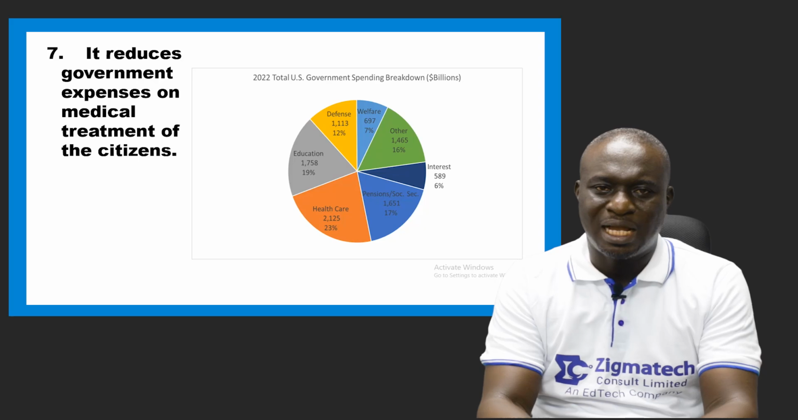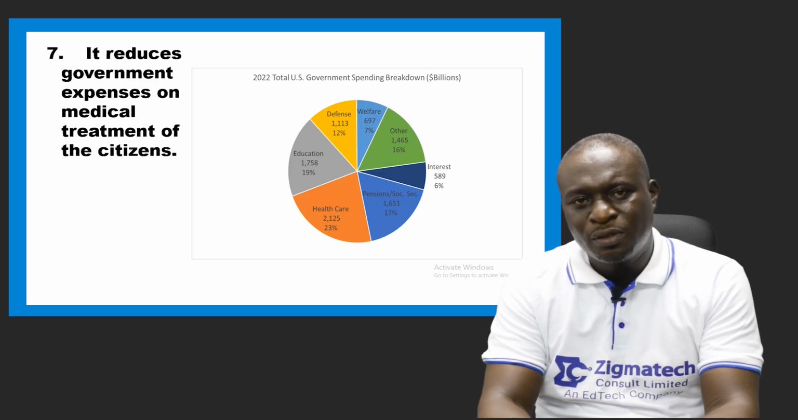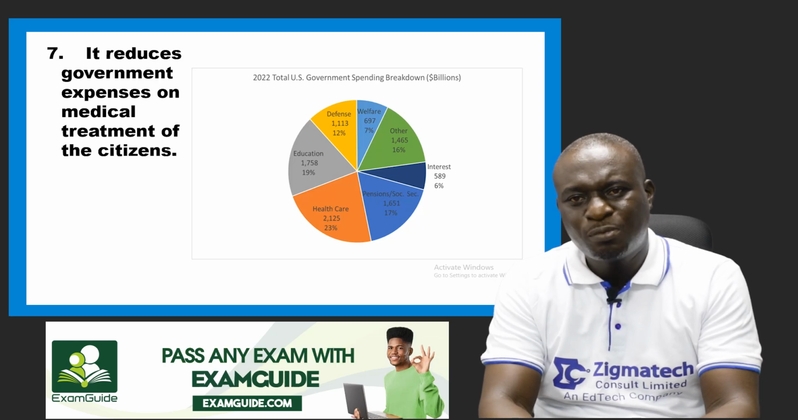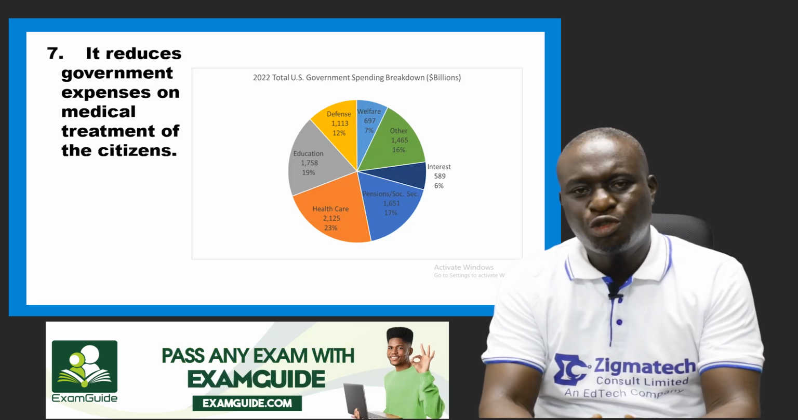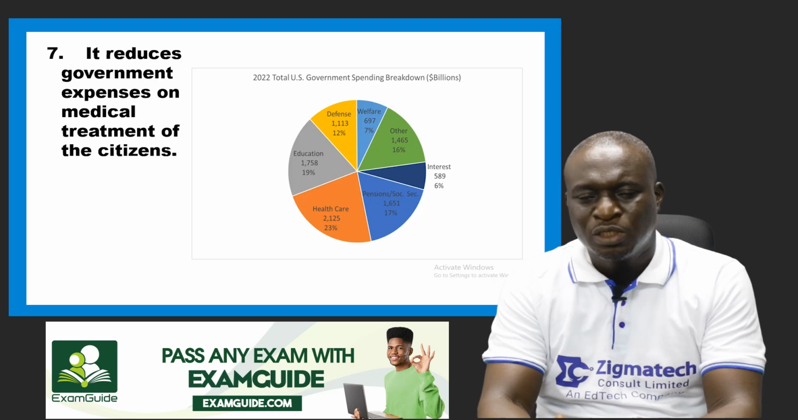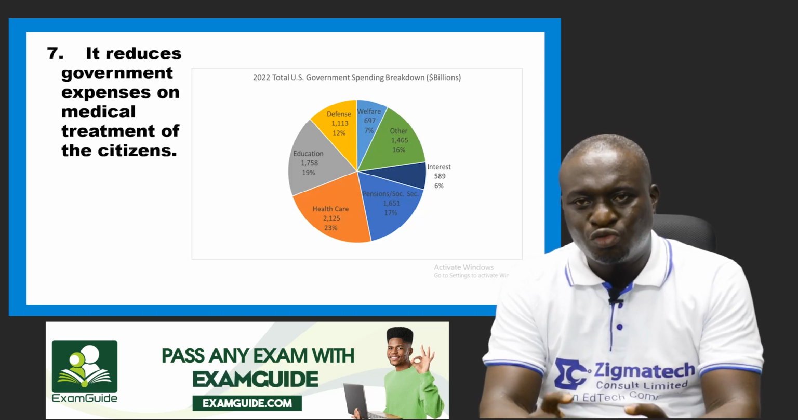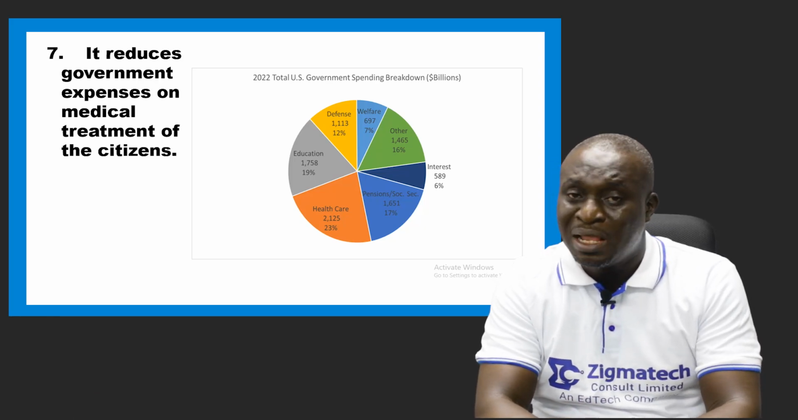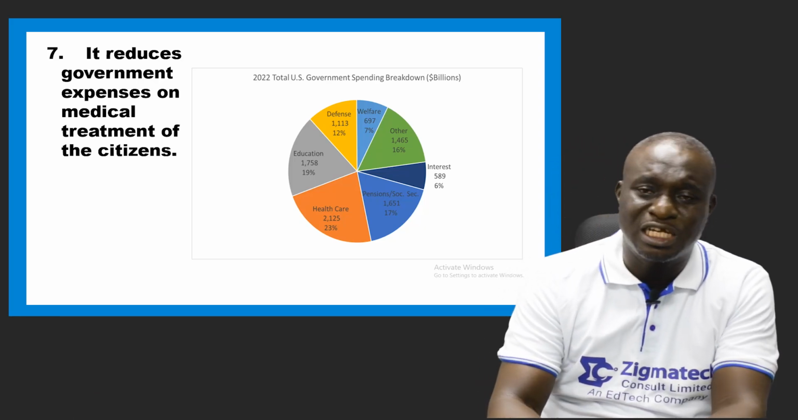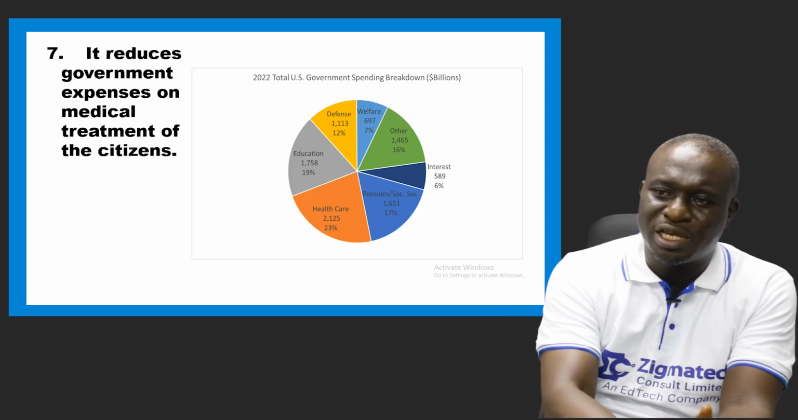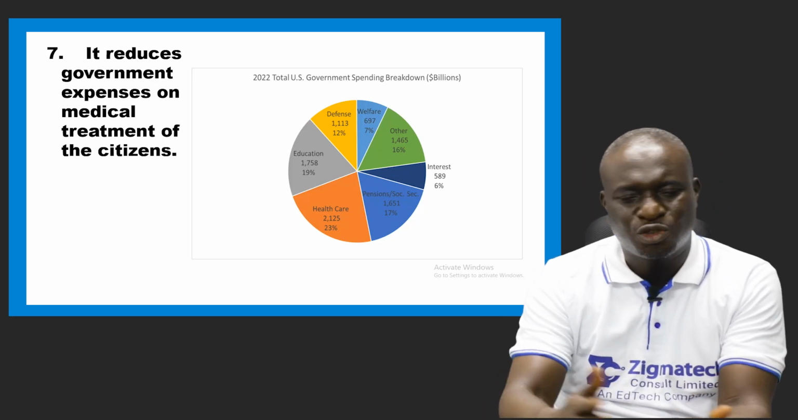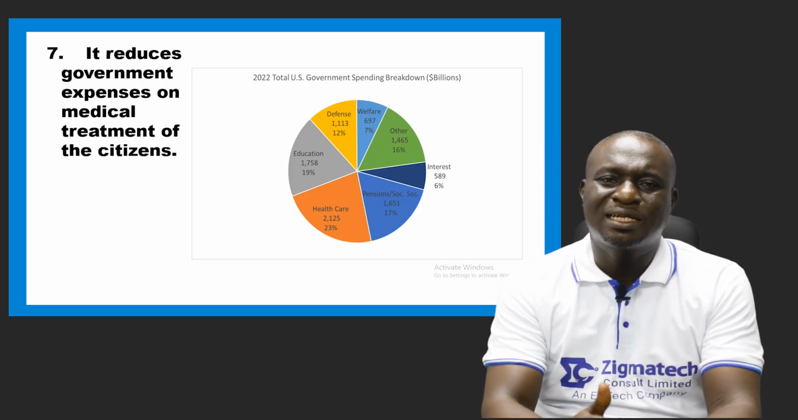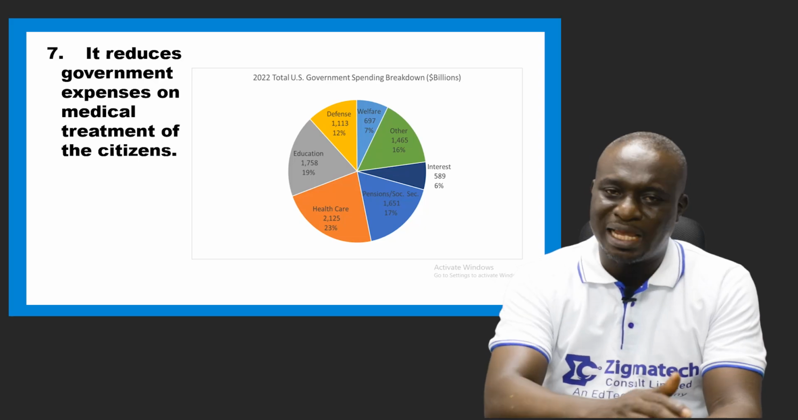Now, if we as citizens can help in embarking on personal cleanliness, it can help to reduce the issue on healthcare, thereby reducing the expenses made by the government on healthcare, and these expenses can be diverted into several areas like education, pension, welfare, social amenities, and even defense. So personal cleanliness also helps the economy.